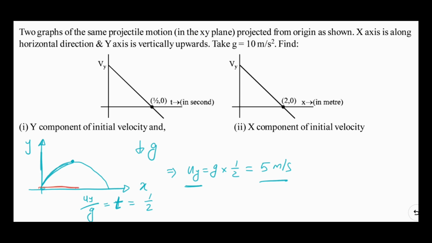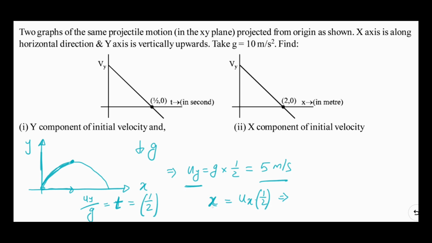So, the motion from here to here has displacement 2 meters. The displacement in x direction is given by the x component of initial velocity into time, and the time for motion from origin to the highest point of its trajectory is already known to us as half.